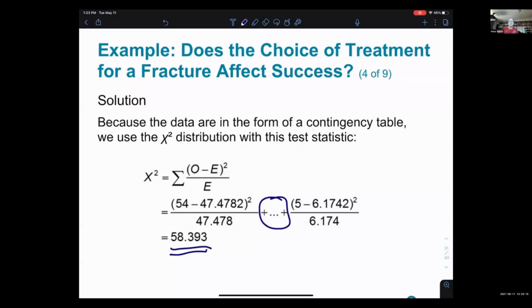So that's actually a pretty big chi-squared value. If you remember any of your previous work with the chi-squared distribution, that's a pretty big value. That probably means a pretty low p-value. That probably means that there's enough of a difference with what we observed, compared to the expected values, to suggest that the variables are dependent on each other.